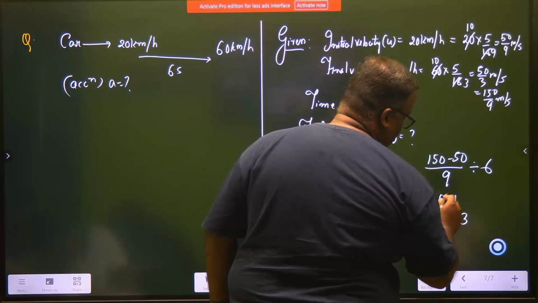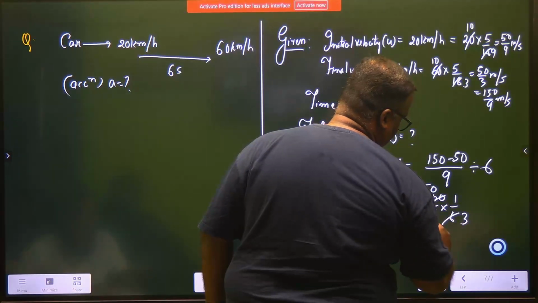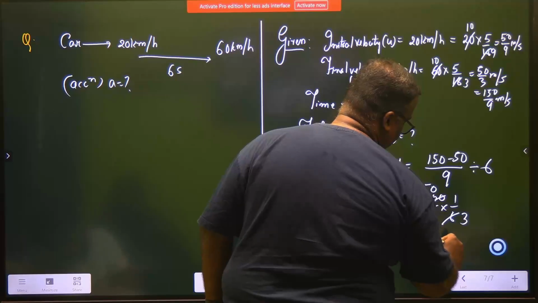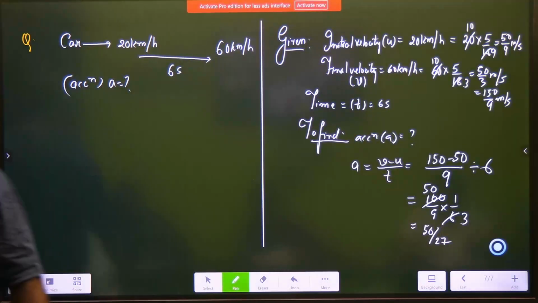2 3s are 6. 250. And then you can do it. 50 divided by 27. 1 point something meter per second square.